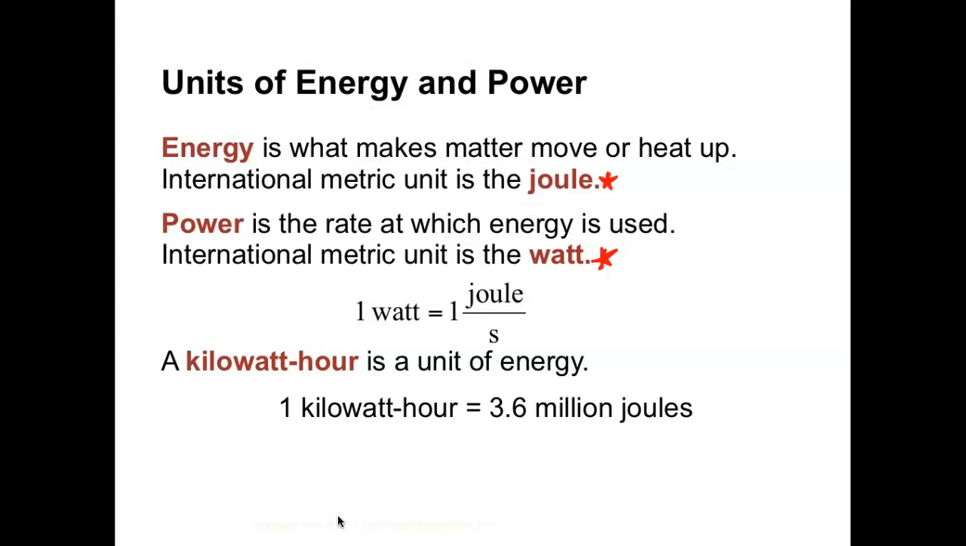A rate is always a ratio. It's basically what calculus is all about, rates of change. So 1 watt is 1 joule per second. And then a kilowatt hour is a unit of energy, which is 3.6 million joules.